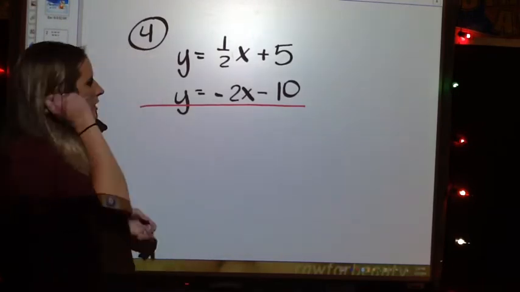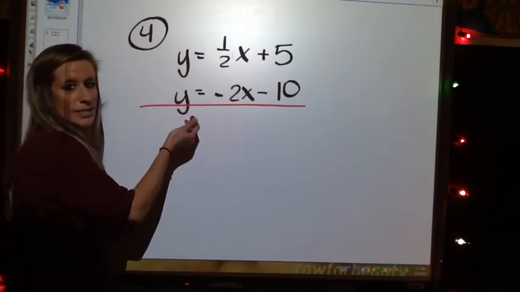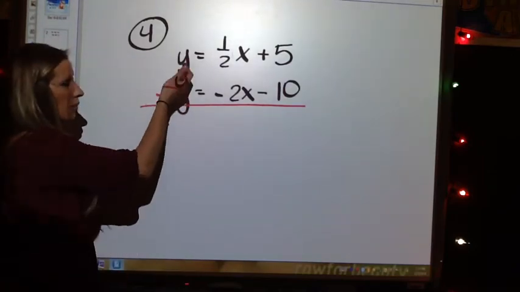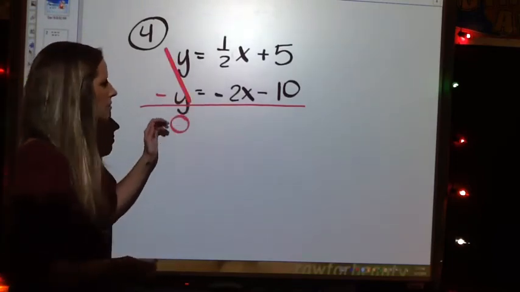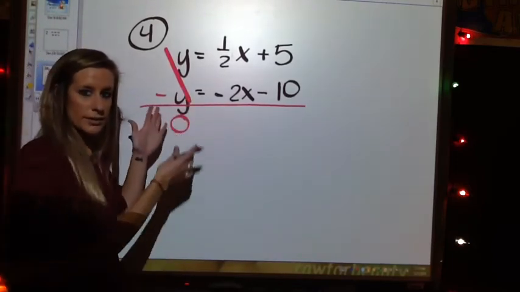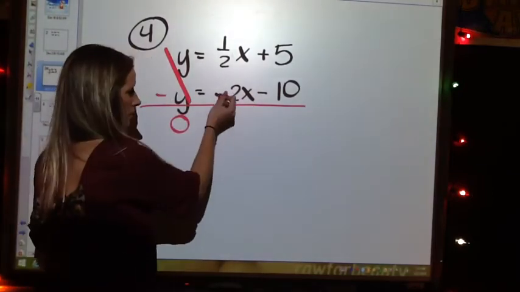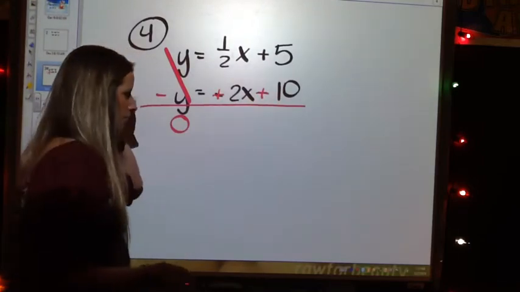So let's say you want to cancel out the y's. The way to get your y's to cancel would be changing one of them to a negative. Now y minus y is 0, and it cancels out. Okay, but you can't just change the sign of one term in that equation. You have to change the sign of all of them. So this is going to be a positive 2x and a positive 10.